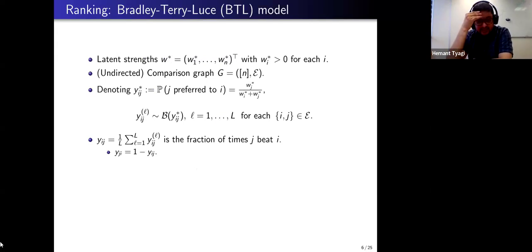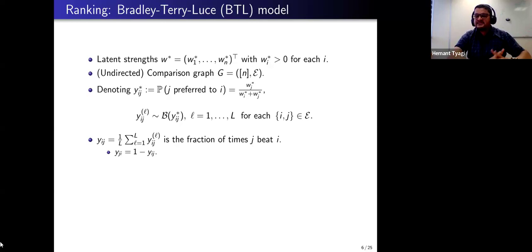So for ranking, perhaps the most classical stochastic generative model is the Bradley-Terry-Luce model, which was devised independently, I think, by Bradley and Terry and Luce separately. And the model is the following. It's a parametric model. We consider a latent strength vector, W star, which is a vector of length n, where Wi star is the latent strength of item i or node i.